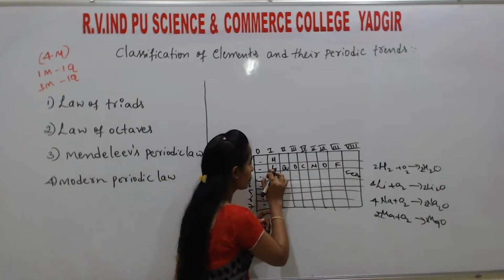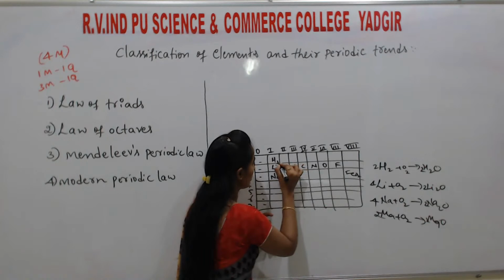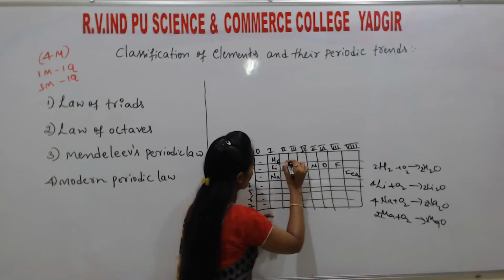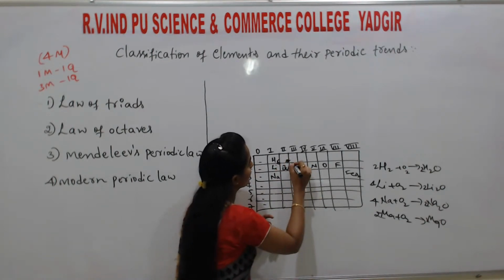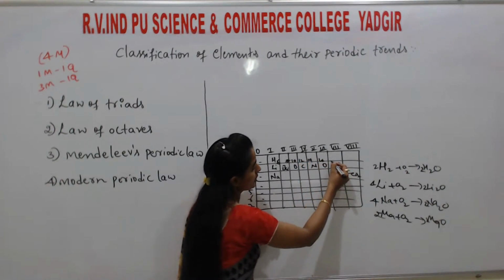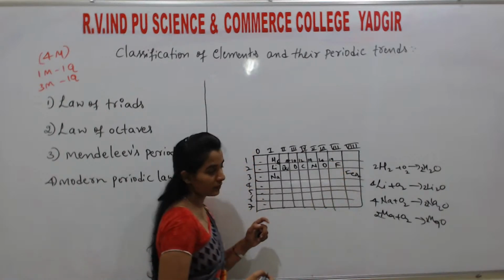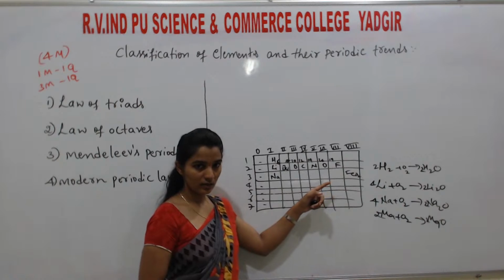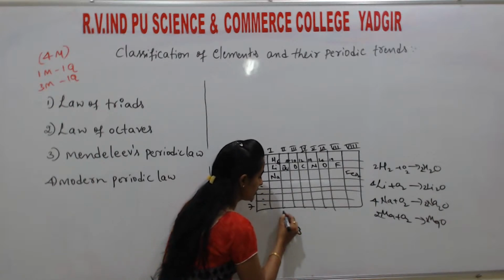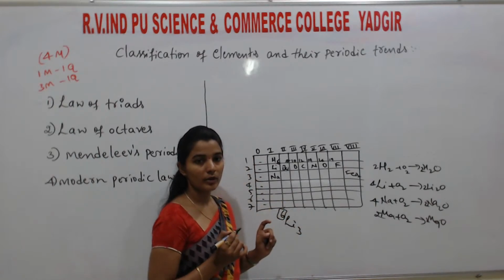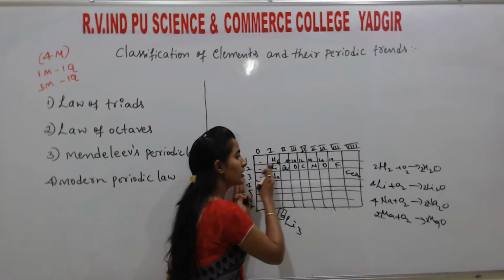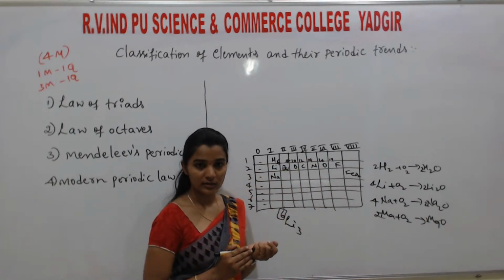Understand? So here the atomic mass of lithium is 7, beryllium is 9, boron is approximately 10, carbon is 12, nitrogen is 14, oxygen is 16, and fluorine is 19. This is the atomic mass. Understand? Atomic mass I am writing, not atomic number. So when we try to arrange the elements in this manner, again they are arranged in the increasing order of their atomic masses. Understand?